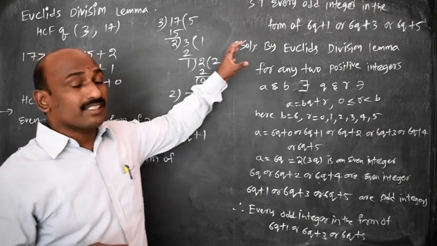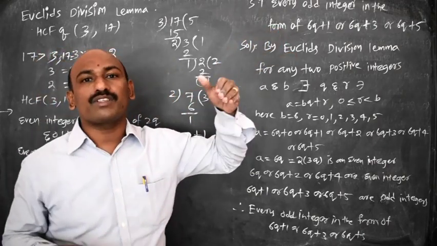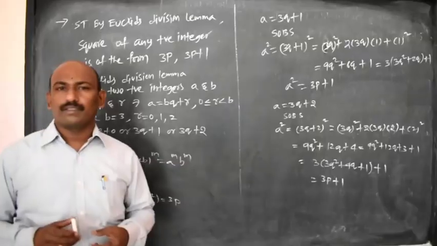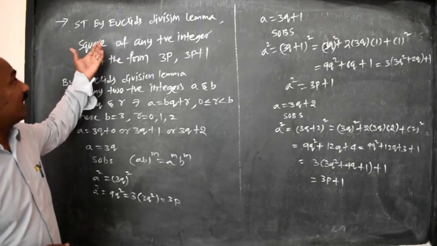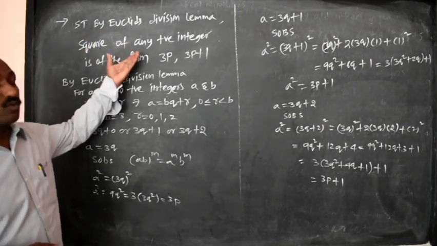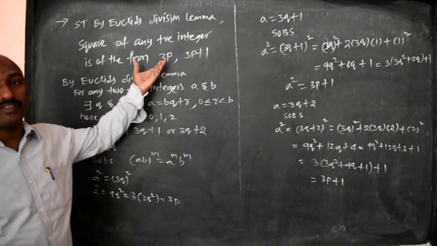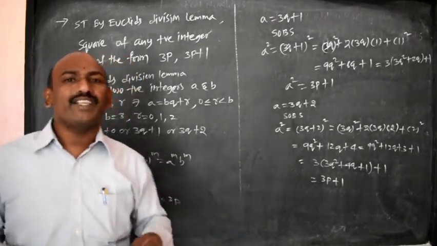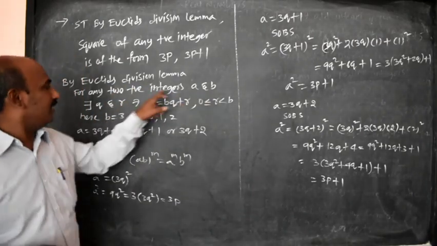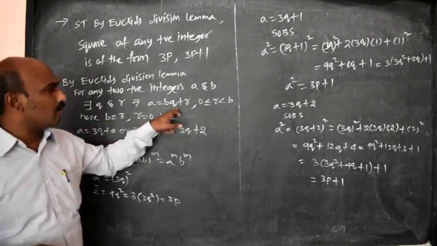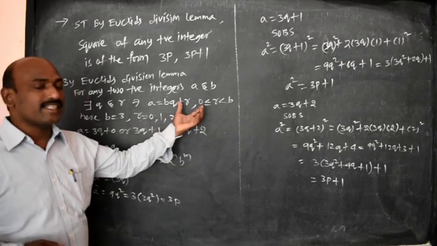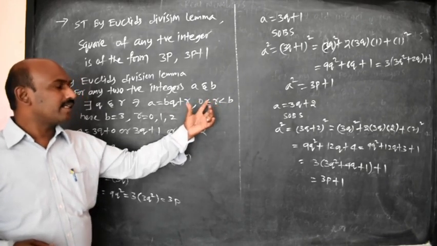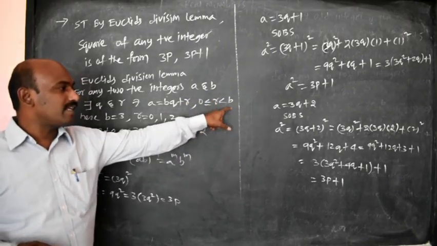Next, we discuss the same model, but they can ask for the square of a number in this form by Euclid's division lemma, or the cube of a number in this form. The second model is: by Euclid's division lemma, the square of any positive integer is in the form of 3p or 3p plus 1. For this, again we go the same way. By definition, for any two positive integers a and b, there exist q and r such that a equals bq plus r, and the remainder should satisfy 0 less than or equal to r less than b. The remainder should be greater than or equal to 0, but always less than the divisor.